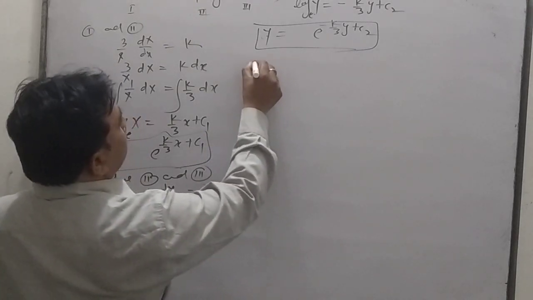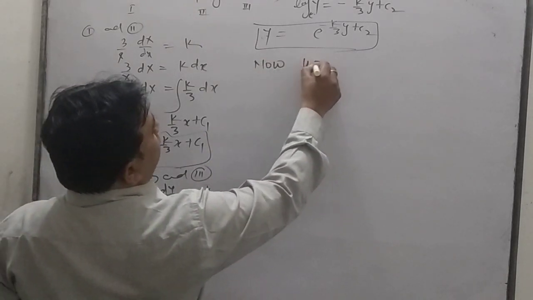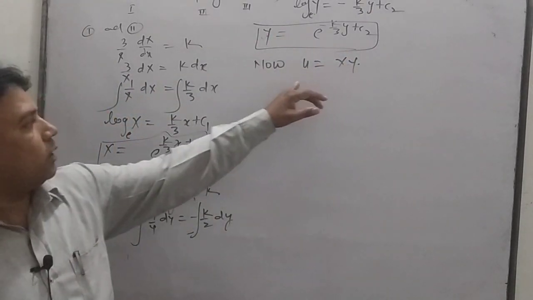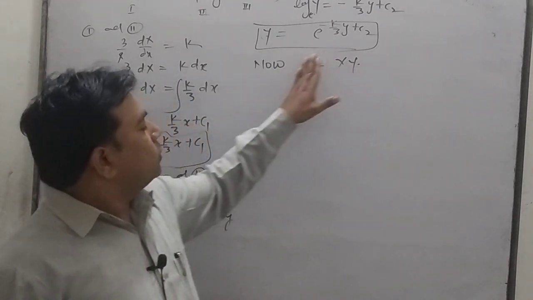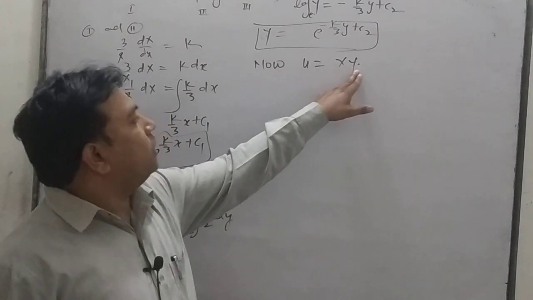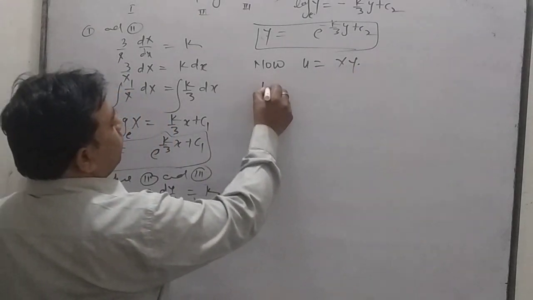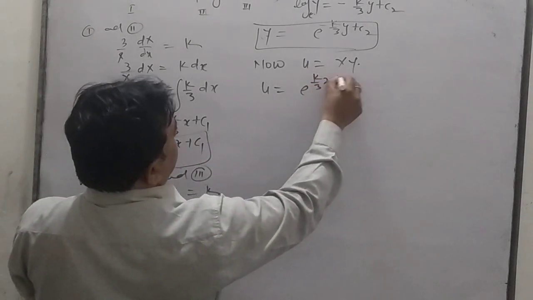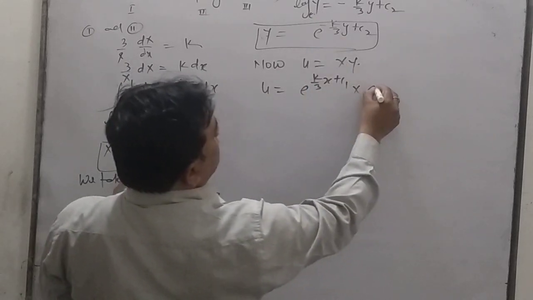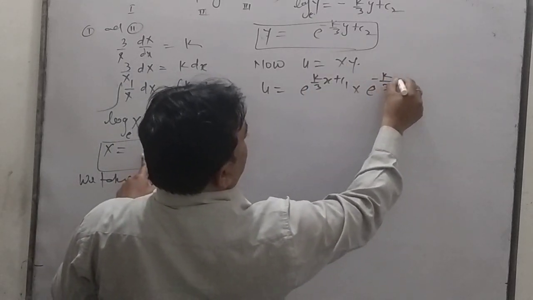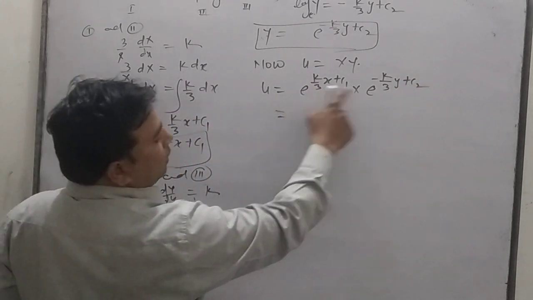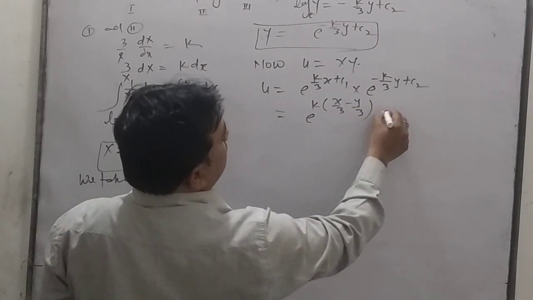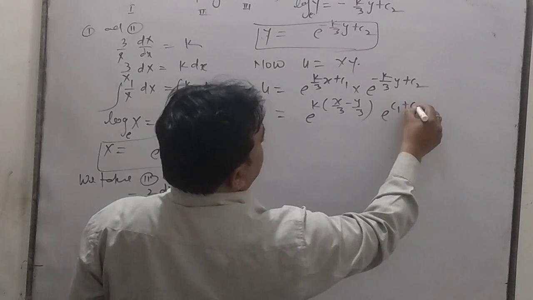So now u equal to x and y. You let the solution of this partial differential equation u equal to x and y. So putting the value of x and y of this, then u equal to value of x e to the power k by 3 into x plus c1 into value of this e to the power minus k upon 3y plus c2. After then, e to the power k is common, x upon 3 minus y upon 3, or e to the power c1 plus c2.